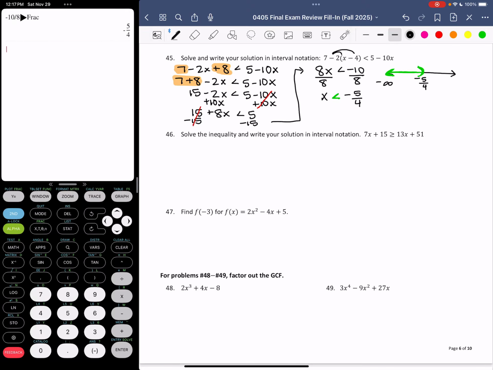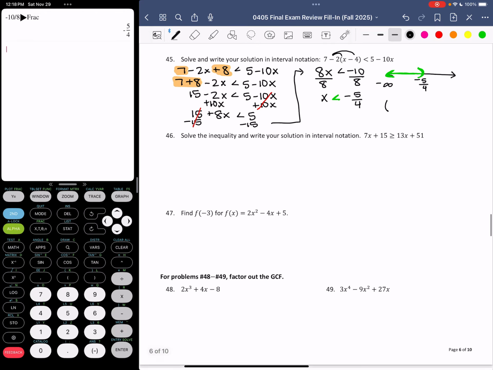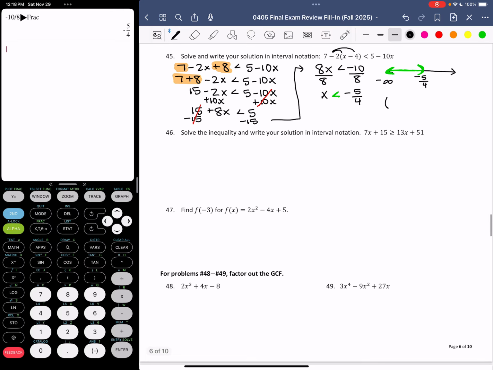However, when you write your interval notation, it must match with a graph exactly. So where you see a negative infinity on the left-hand side of the graph, it should also be in the interval. And then it's going to go up to negative 5 over 4, and then we put a parenthesis. That's why we do the parentheses instead of the circles on the graph, because it matches really nicely with interval notation. So this is our solve and our interval.